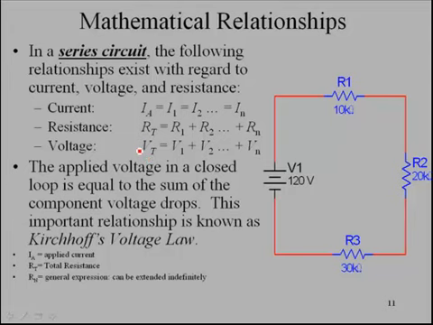And VT for voltage, and again this is total voltage. Now the total voltage in this case is 120 volts, but it will equal the voltage drop across R1 plus R2 plus R3, and then VN again indicates however many voltage drops there are. The applied voltage in a closed loop is equal to the sum of the component voltage drops, and that's what this says right here. This important relationship is known as Kirchhoff's voltage law.